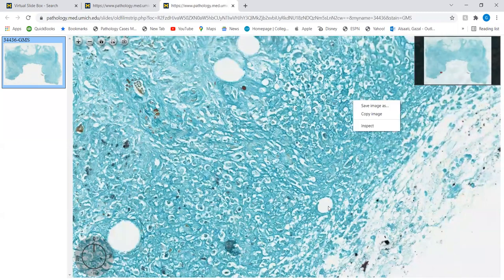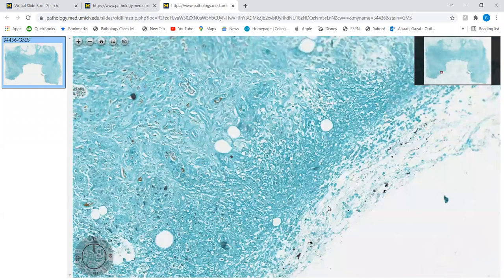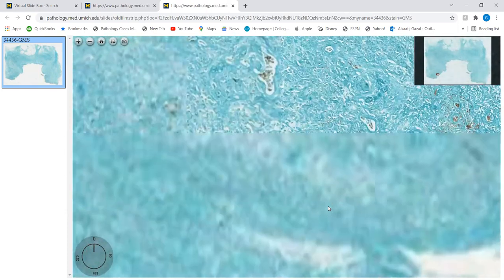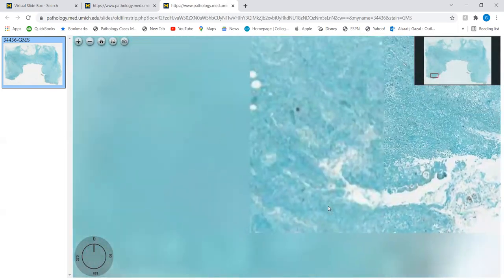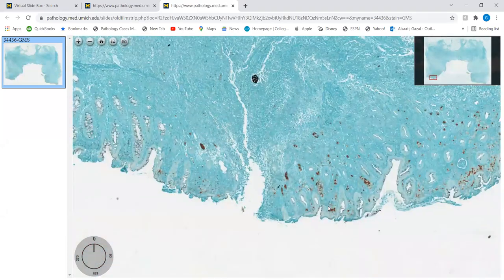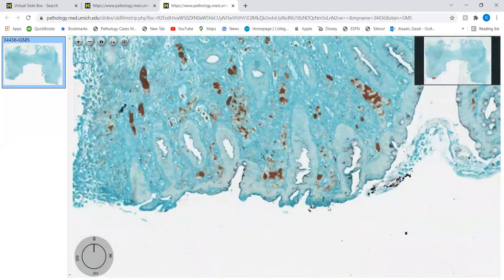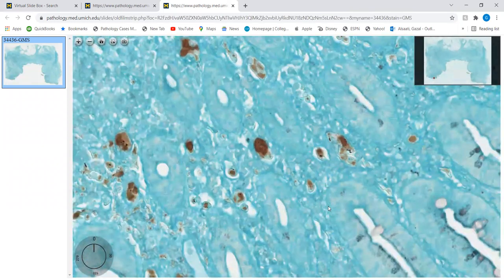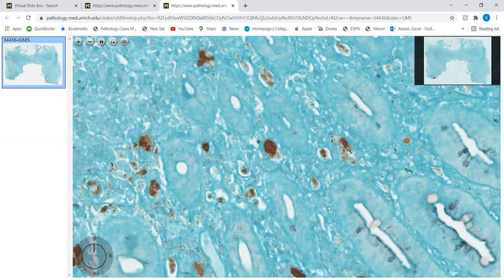Where is my classic histo? Trying to look for it. It's a big slide. Okay. I don't think this is histoplasmosis here. Is it? No, it doesn't look like that.